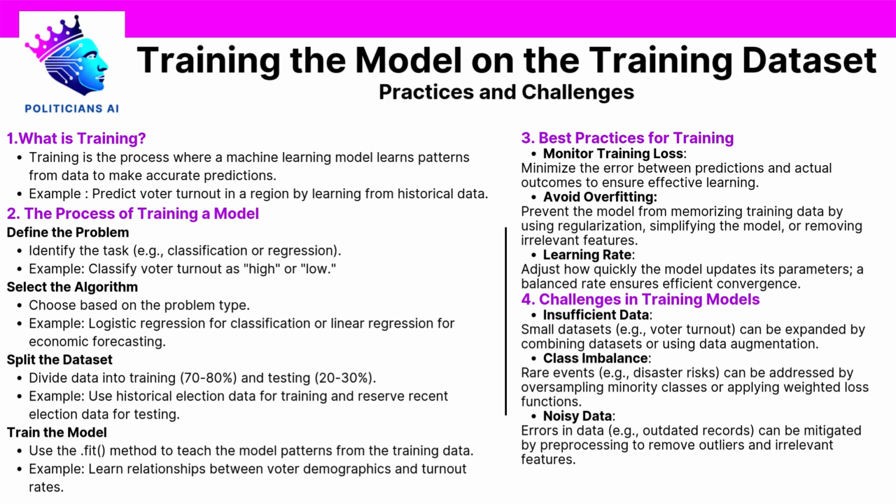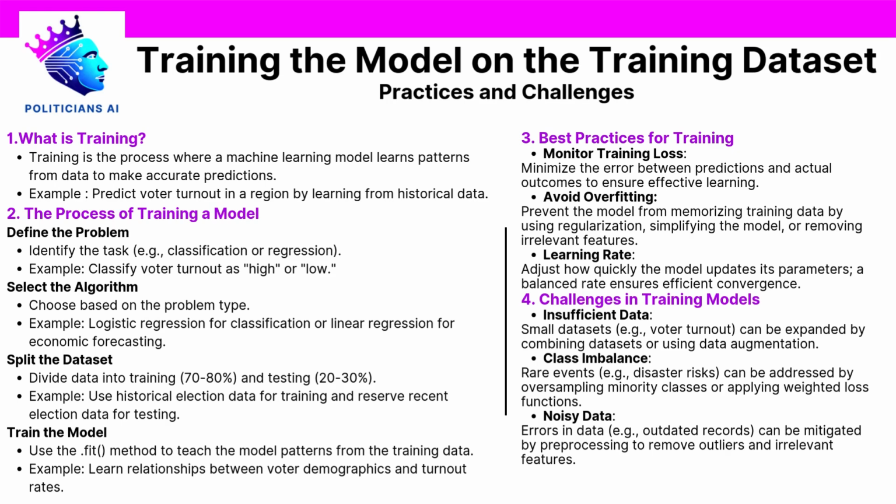Once the problem type is clear, the next step is selecting an algorithm. For classification problems like voter turnout prediction, logistic regression or decision trees might be appropriate. These algorithms allow us to analyze patterns in historical data, such as previous election turnout rates, demographics, and campaign efforts. For regression problems like forecasting the economic impact of infrastructure, linear regression is a common choice, as it helps model relationships between variables like investment size, regional GDP, and employment rates.